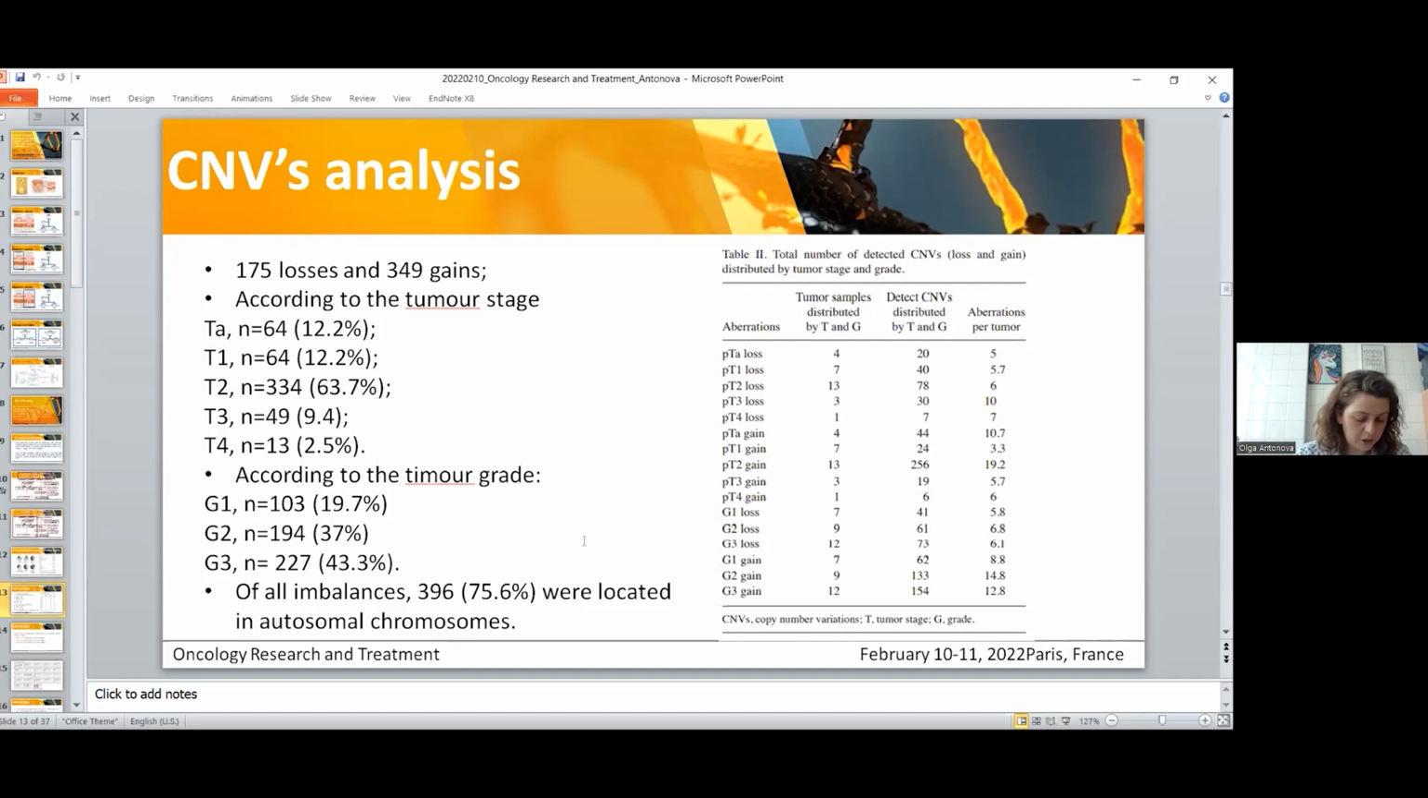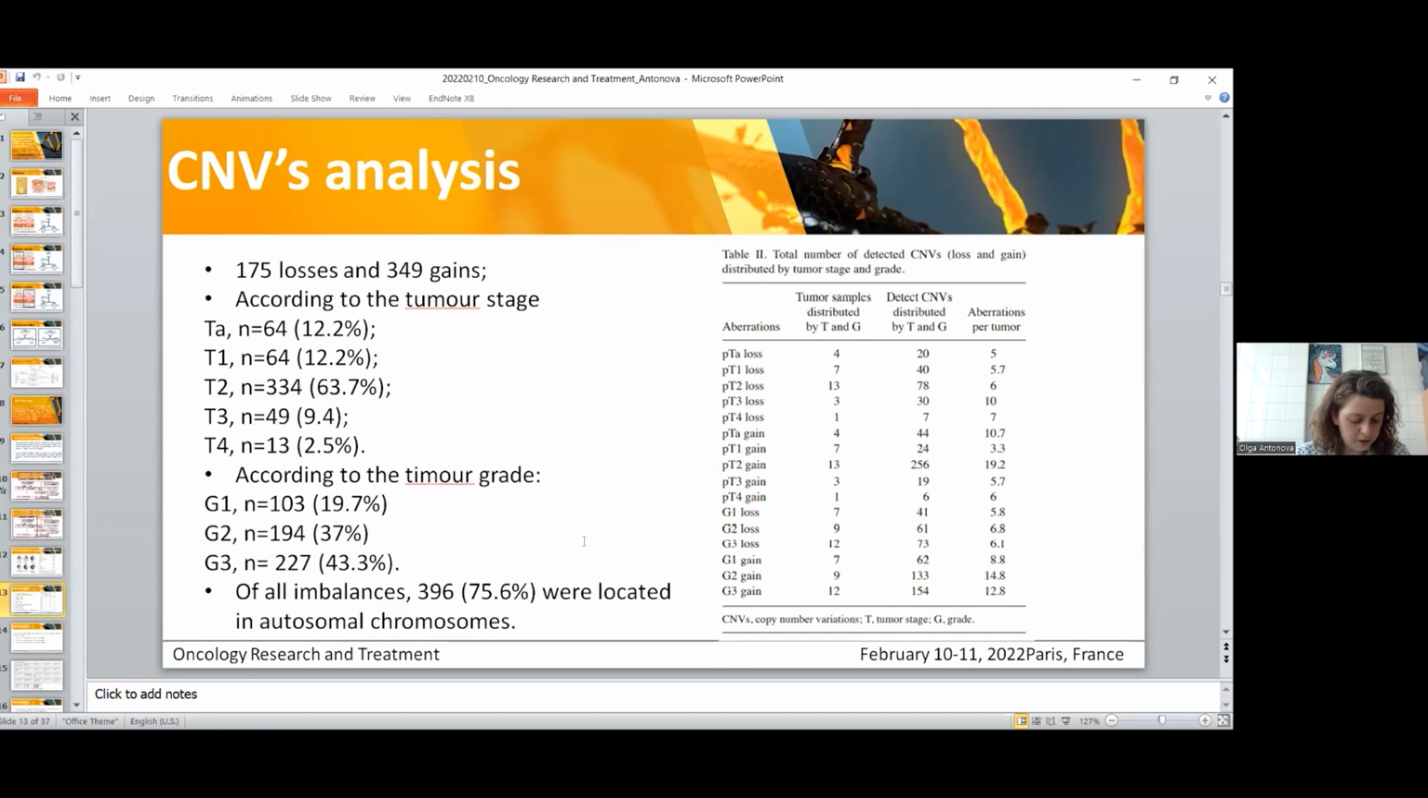According to the tumor stage, the aberrations were distributed as follows: for the TA stage, 12%, T1, again 12%, T2, 63%, T3, 9%, and T4, 2.5%. The mean number of aberrations per tumor was around 16 for TA, 9 for T1, 25 for T2, 16 again for T3, and 13 for T4. But for T4 we had only one sample because it's rare.